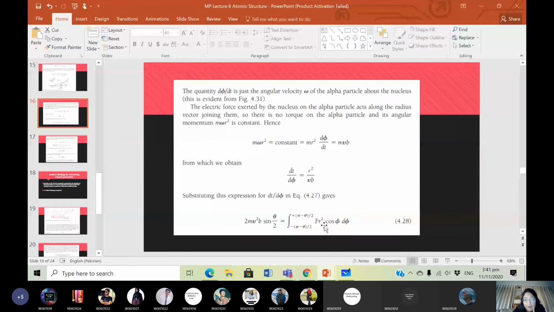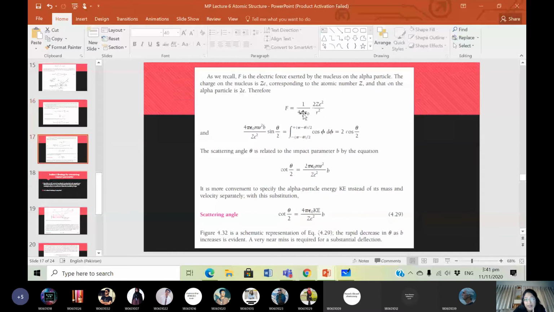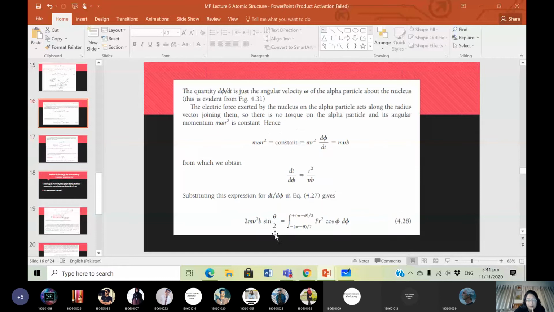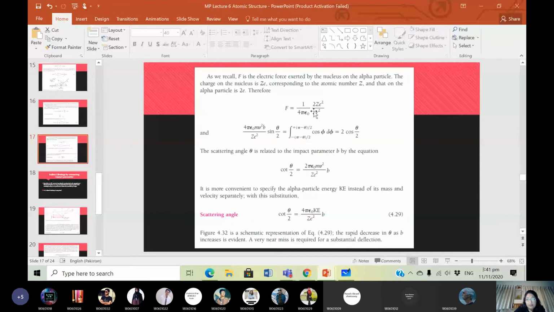ये जो 4 pi epsilon 0 है, ये हम उस side और Z E squared, 2Z E squared, ये हम उस side पे ले जाते हैं. We'll take it to the left side of the equation, ठीक है? ये 2 यहाँ पे पहले था, ये अब इस 2 से cancel हो जाएगा, ठीक है? ये हमारे पास ये equation आ गई है. And now how is this equal to 2 cos theta over 2?